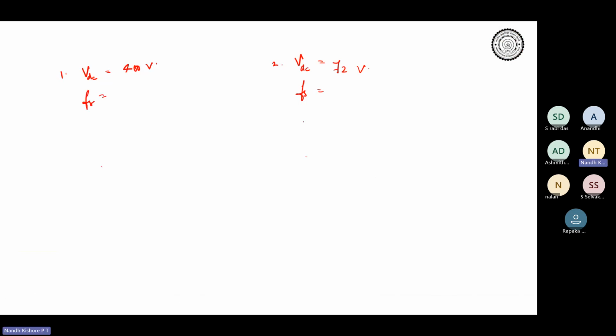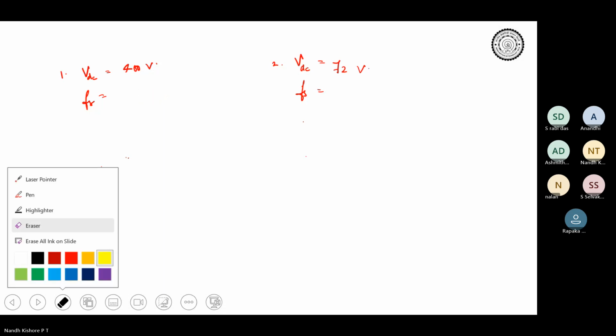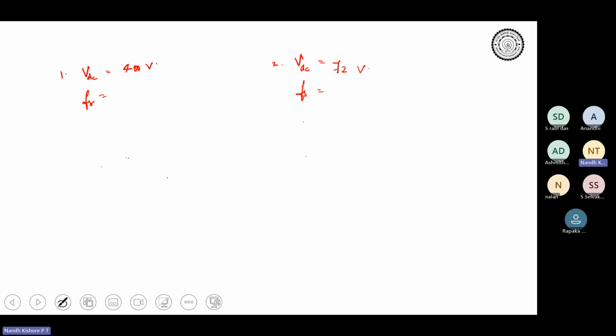So the switching frequency at 400 volts is, let's say I switch it at 100 kilohertz, or let's say I switch it at around 200 kilohertz. And over here, I am switching it at 20 kilohertz. Okay. So these are two scenarios.